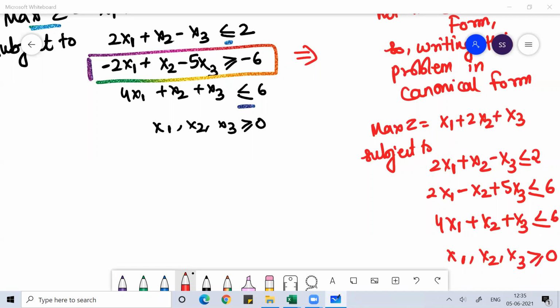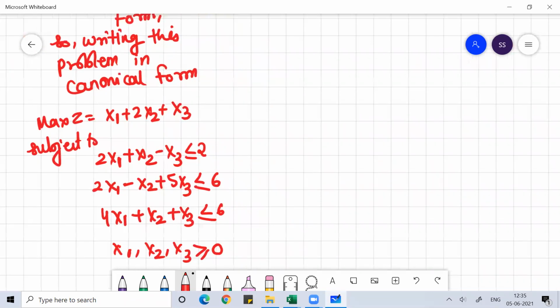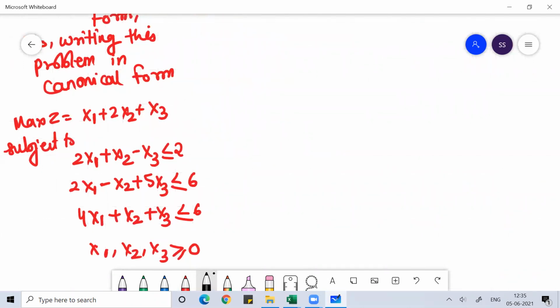So you write down this problem into canonical form. Then what you will do? Once you write the problem into canonical form, to convert this into dual, count the number of constraints. Three constraints are there. Introduce three dual variables. So let W1, W2, and W3 be the dual variables.